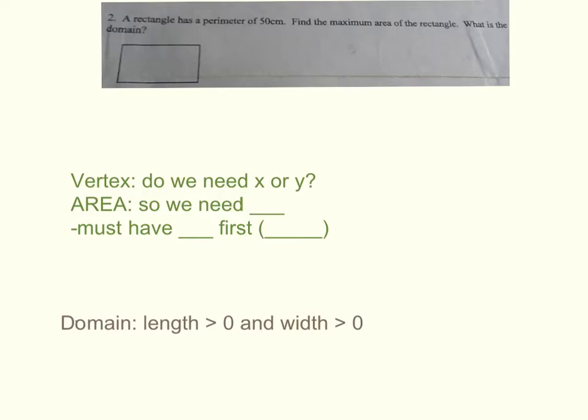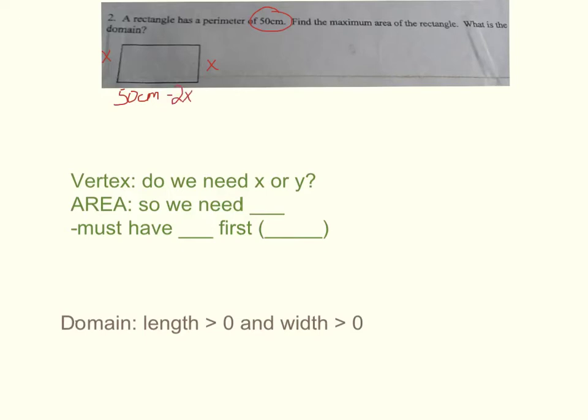Well, first thing we need to do is come up with our equation. So let's call one of these sides x. Now we're using all 4 sides here, but we only have 50 centimeters to work with. Well, what's left? Take away what you've already used. You've already used not 1 x, but you've used 2 x's.